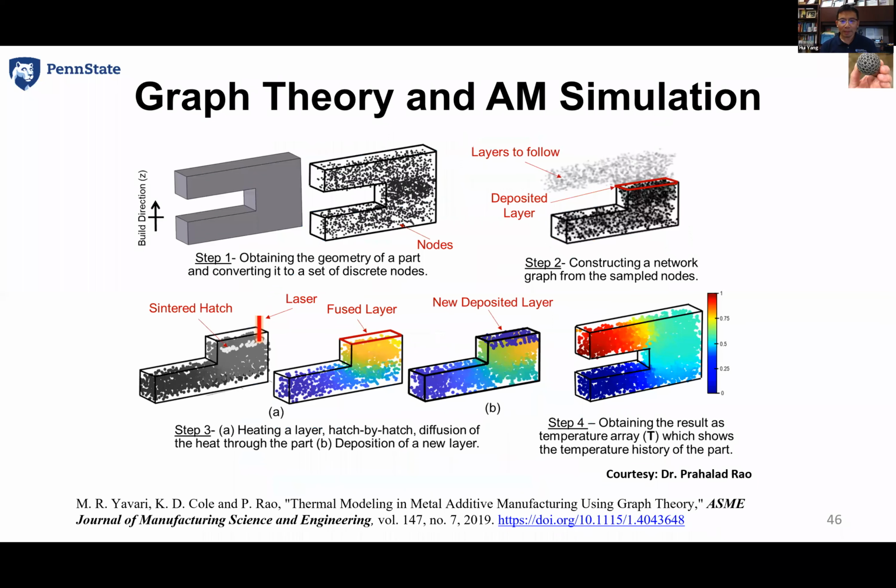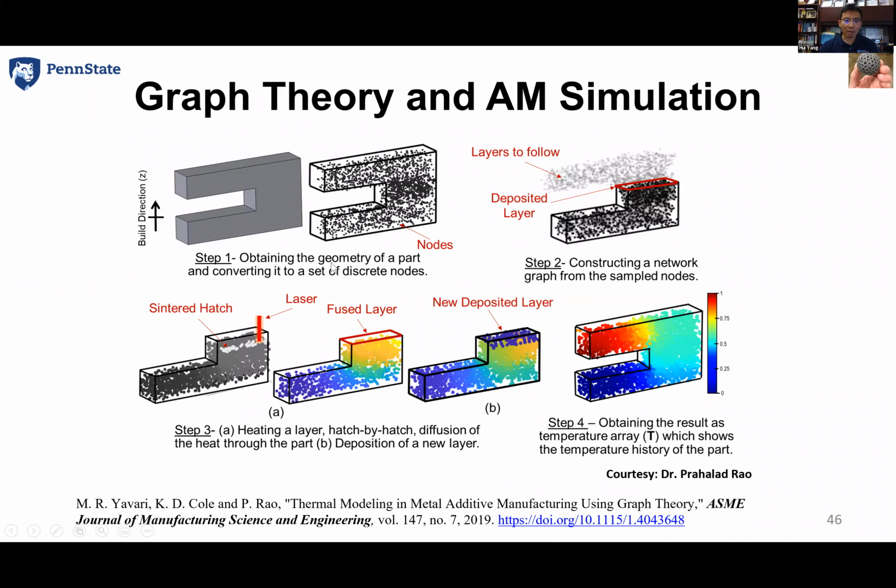Prahalad Rao, and he did an excellent paper on graph theory and AM simulation. The paper is listed here: thermal modeling in metal additive manufacturing using graph theory. It's a very interesting paper and a very fast simulation compared to the finite element. So if you're interested in simulation, I strongly suggest you read this paper.